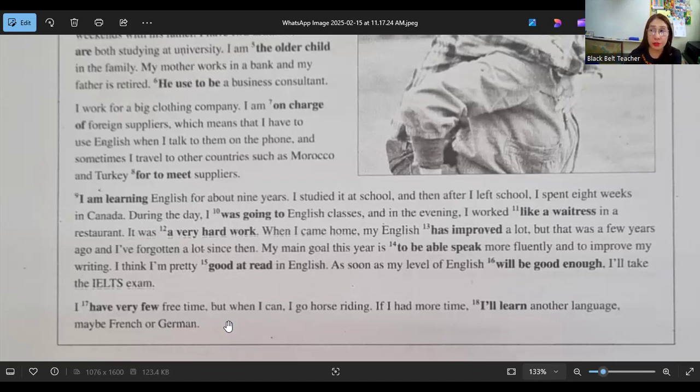I have very little time. I have very little time, but when I can, I go horse riding. If I had more time, I would learn another language, maybe French or German.